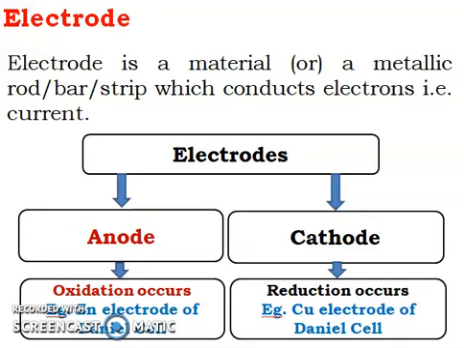In anode, oxidation occurs, whereas in cathode, reduction occurs. Whether it is a case of electrolytic cell or electrochemical cell, anode is one where oxidation used to take place. Cathode is one where reduction takes place. The example of anode is the zinc electrode of the Daniell cell, whereas the cathode is copper electrode of Daniell cell.